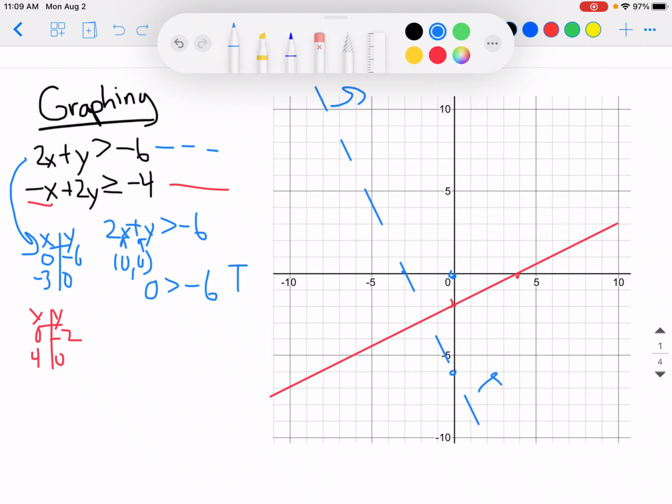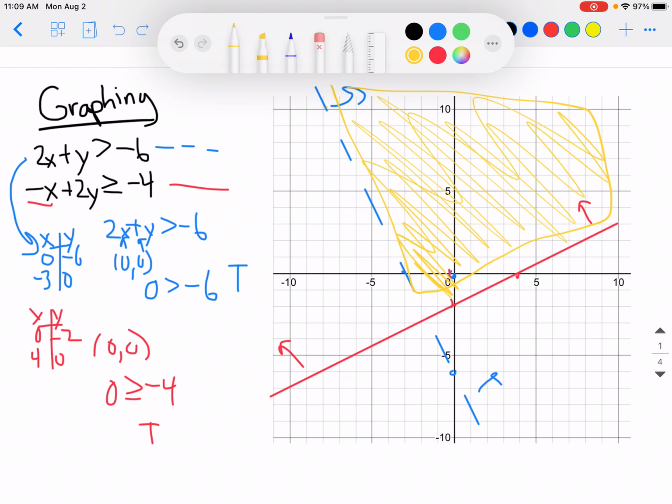Now I'm not shading it yet because I want to see how it works with the other graph. So I'm going to go back to the other graph. I'm going to also test 0, 0 in there, and so that's going to give me 0 greater than or equal to negative 4. Again, this is a question. Is this true? It is true, so I'm going to shade the side that had 0, 0 on it, the true side. And now I can see where my graphs are going to overlap. They're going to overlap in this general area because I'm shading to the right of the blue line and above the red line. And so I'll shade here, and that is the answer to my problem. Any point in this shaded region works for both of these inequalities.